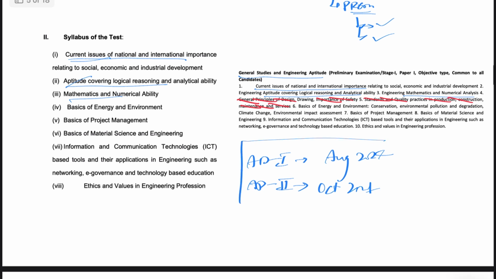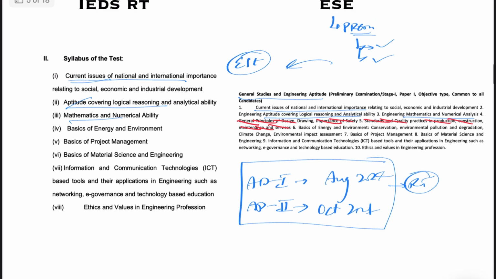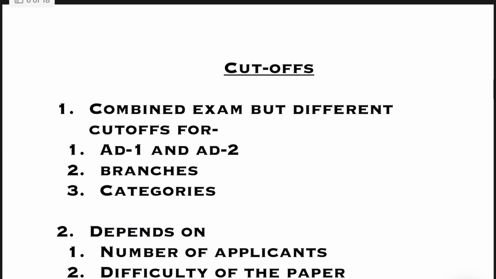So we only have 2 question papers of RT till now. So if we add the ESC previous year questions, it will lead to a very big question bank, which will help us to analyze the topics much better. So yeah, coming to the next aspect.